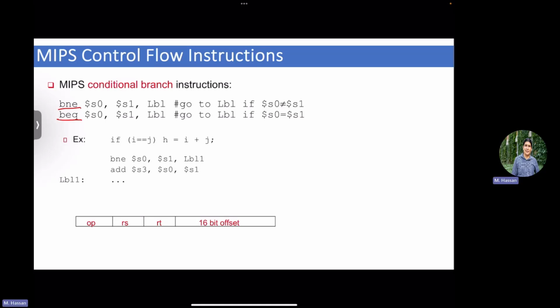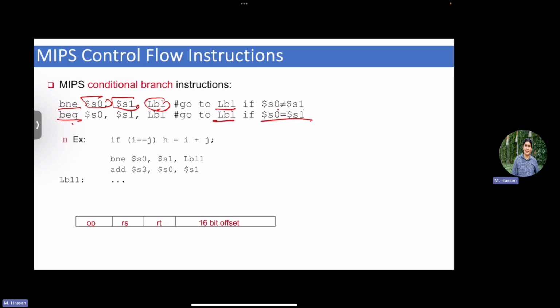What you do is you simply have a label, which is basically an offset, an address that you go to, an immediate value. And then you say you jump to this label, to this address, only if, in the first one, S0 and S1 are not equal, right? So if S0 and S1 are not equal, you jump to label 1. If this is a branch equal instruction, BEQ, it's the other way around. If S0 is equal to S1, you jump to label 1.